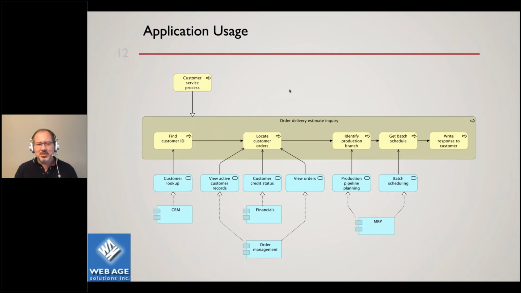Now, what this diagram shows is what the applications that are involved are, what services they realize. In other words, what things they're able to do for the users of those applications, and how those things that they can do are actually used. And I can look at this and see that, as somebody goes through this process for estimating the order delivery time, they're interacting with a whole bunch of different application services.